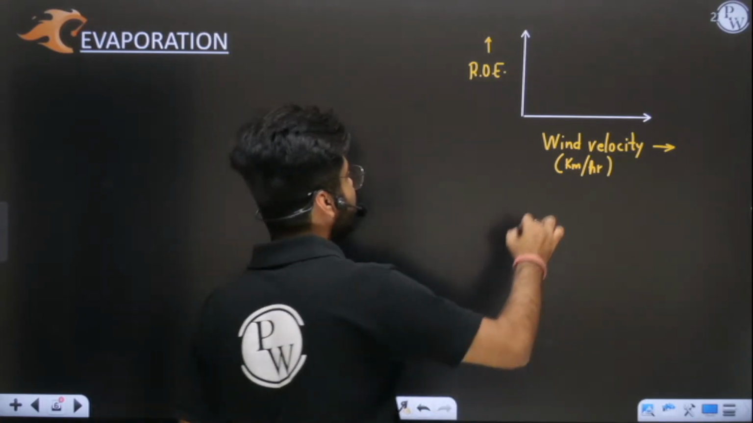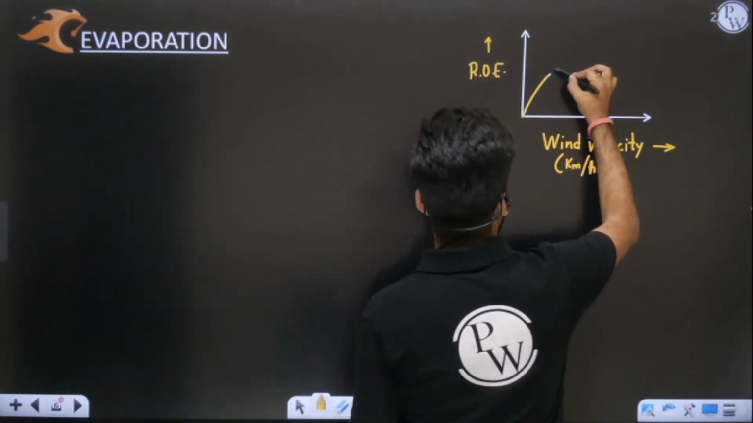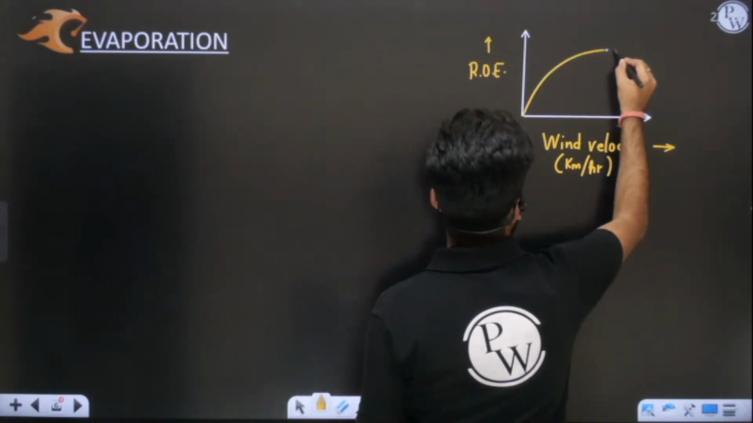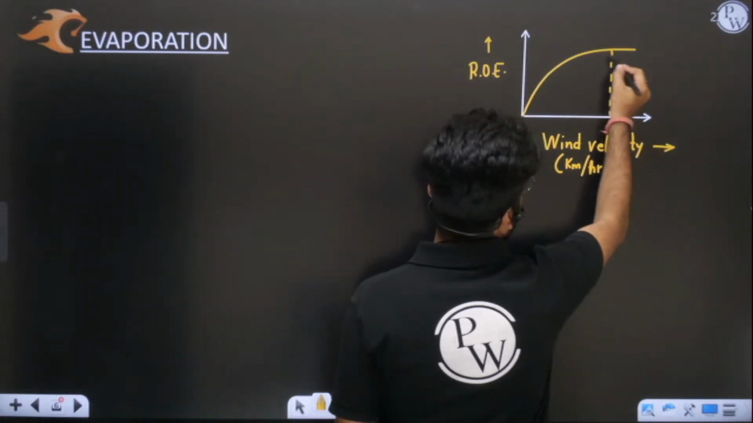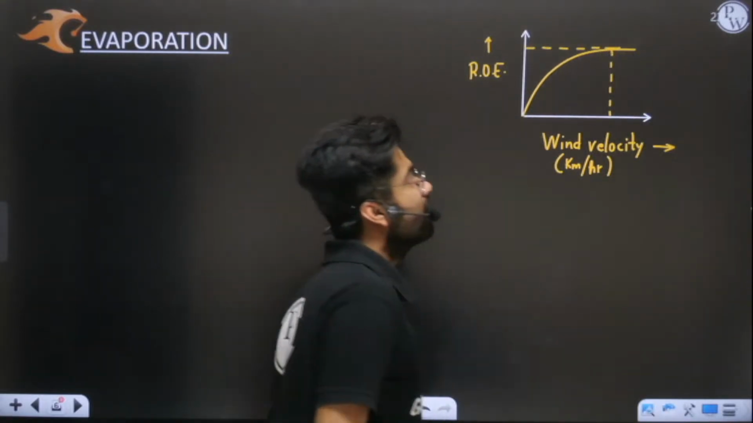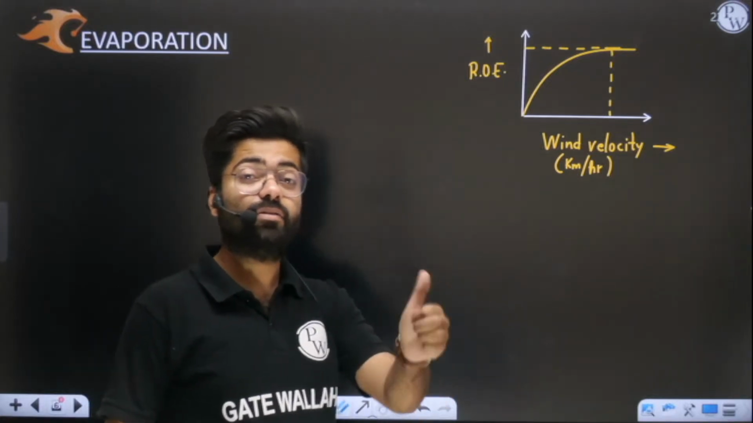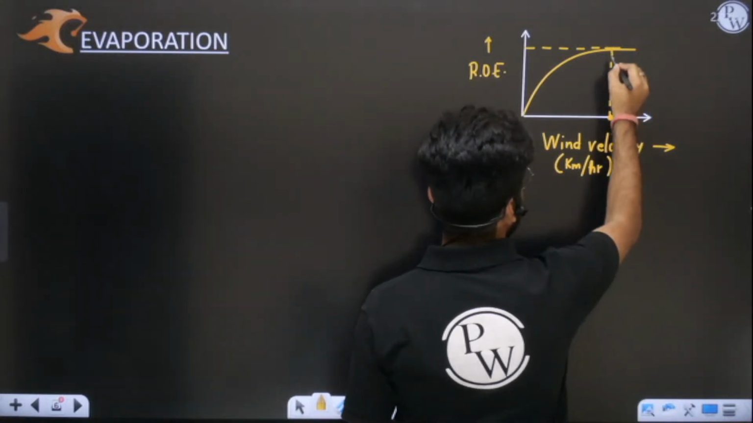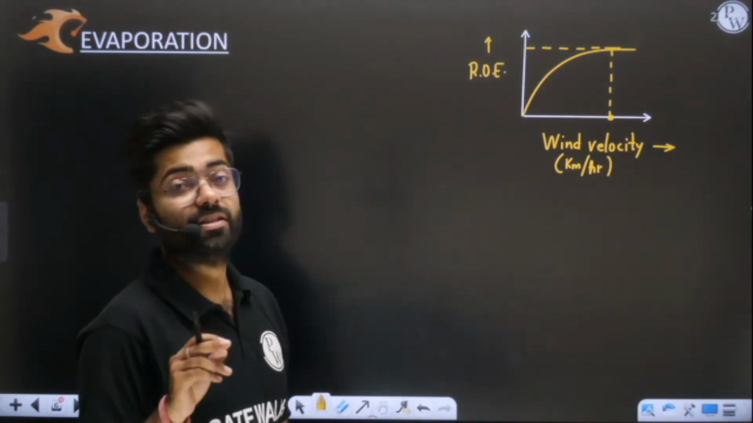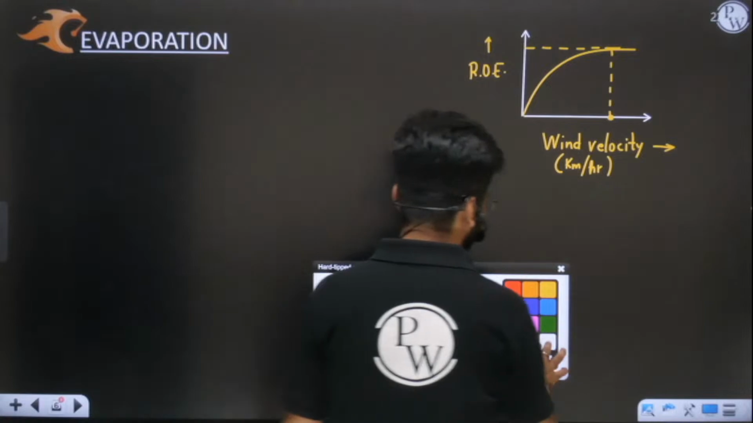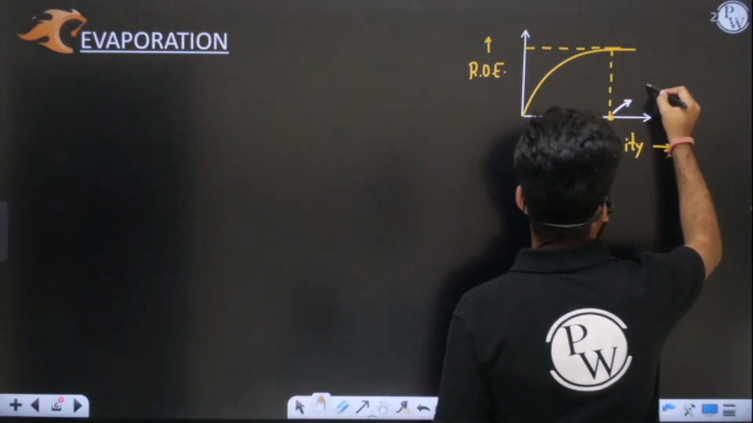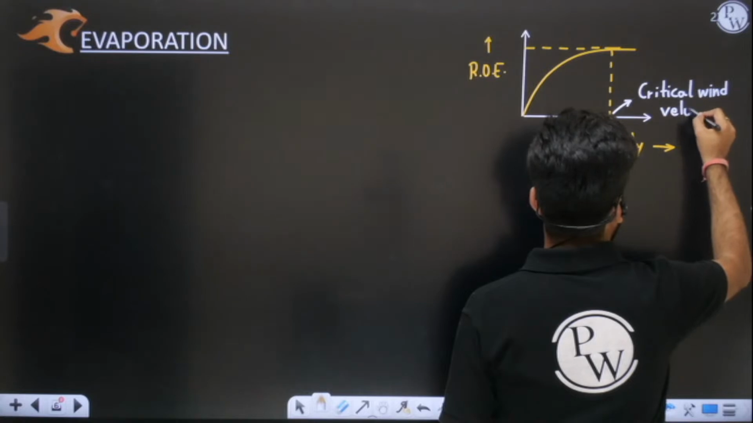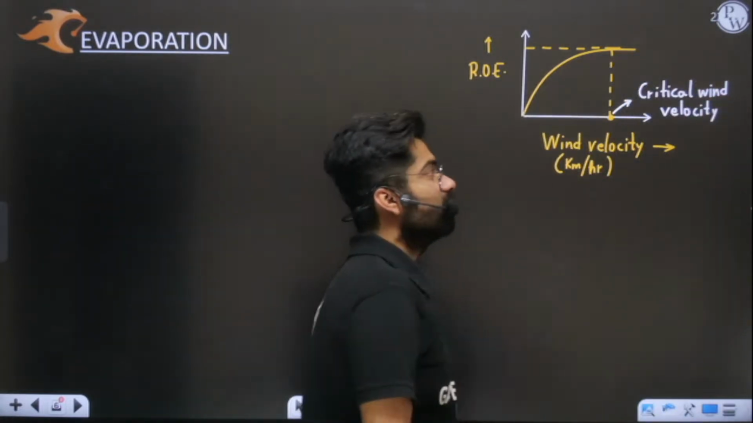So you need to understand, as wind velocity increases, rate of evaporation will keep increasing, but up to a certain limit. You can see here that wind velocity is increasing, but after this velocity, I can see that rate of evaporation has become constant. After a certain velocity, the rate of evaporation becomes constant. Why? The velocity above which your rate of evaporation becomes constant is known as critical velocity.